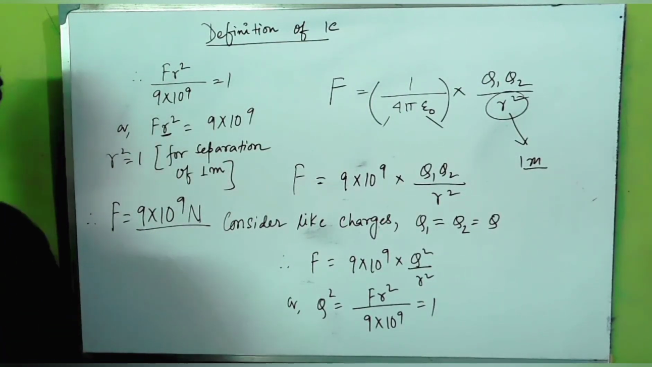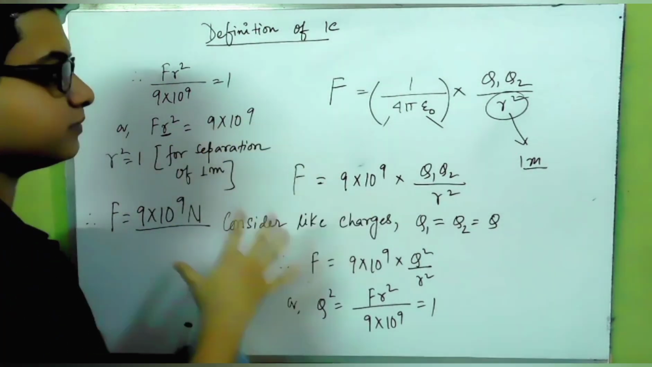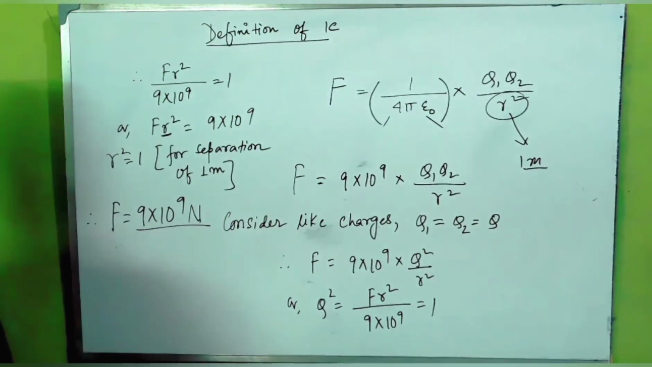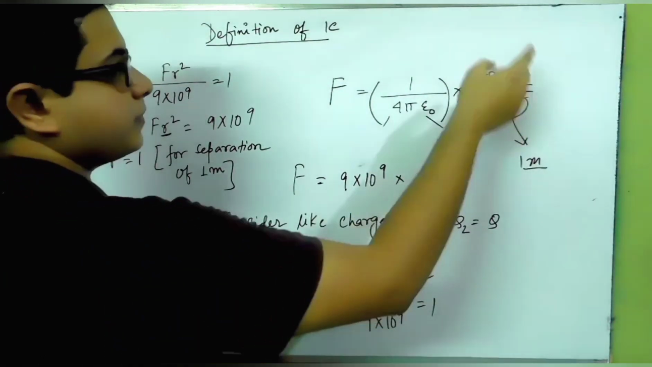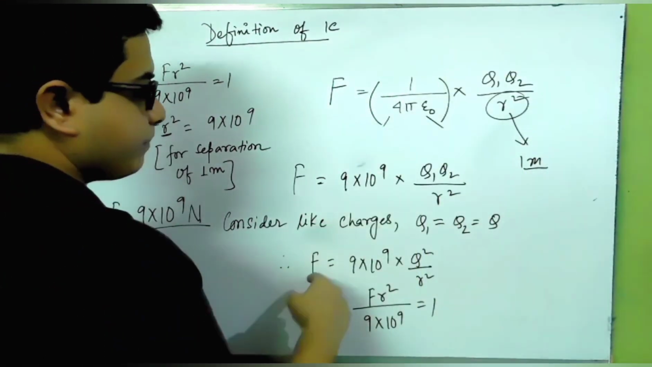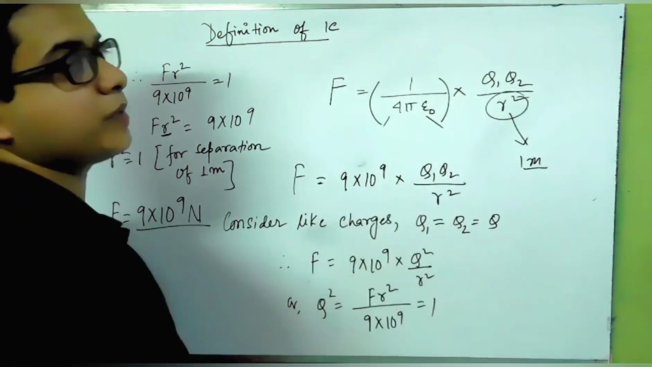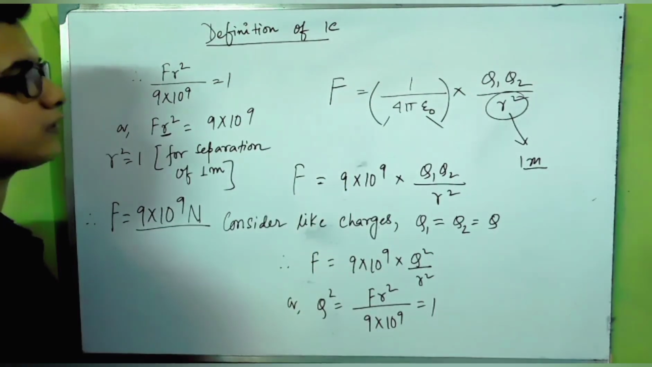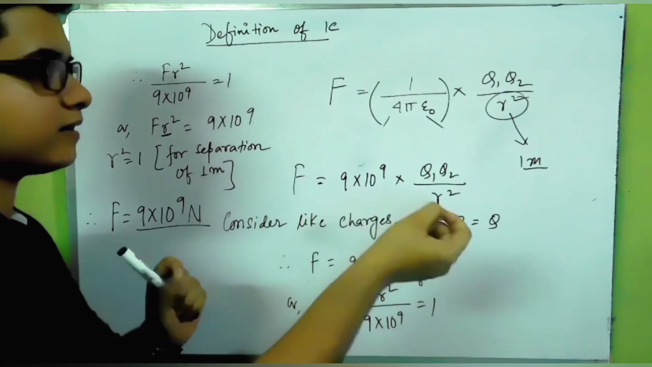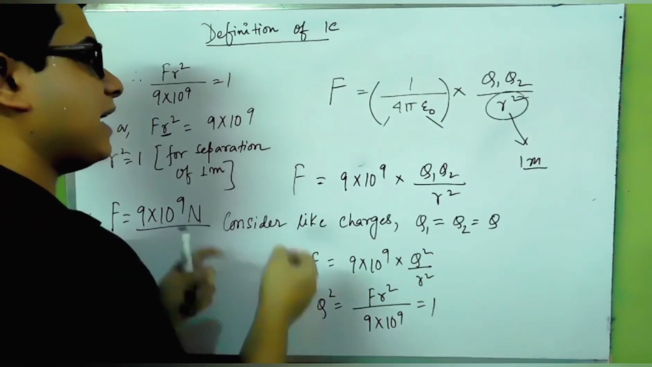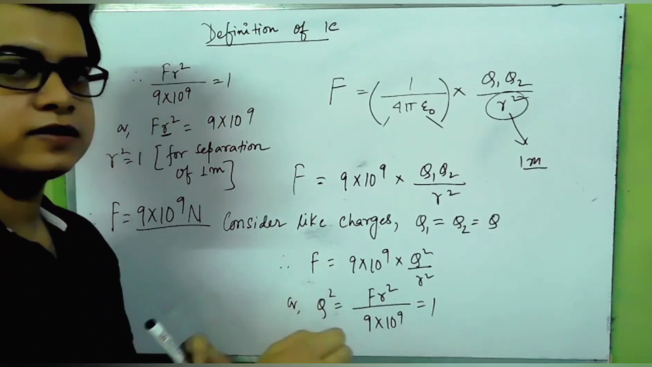Okay, so let me write down the definition. I hope you got the whole thing: what we have done here is to find the definition of 1 Coulomb. Instead of using the conventional method, we put the value 1 and then found out what is the exact condition for the charges to be 1 Coulomb. And the definition comes out like this: if two like charges are placed at a separation of 1 meter in vacuum, and they are experiencing a force of 9 times 10 to the power 9, then of course the value of each of the charges is going to be 1 Coulomb.